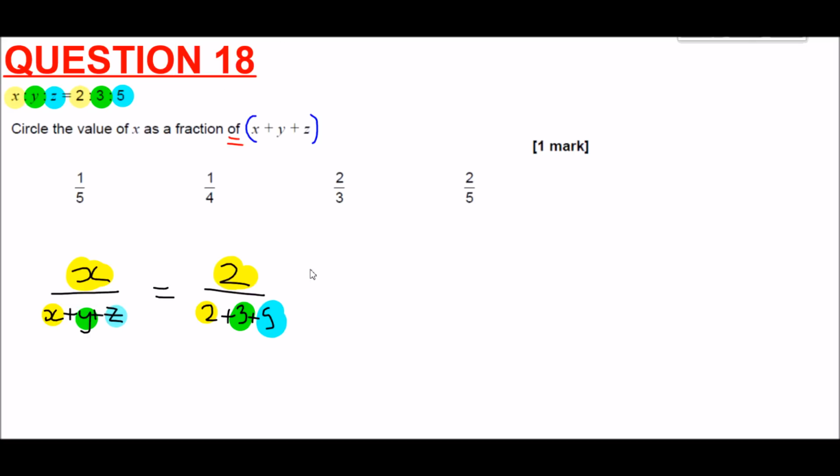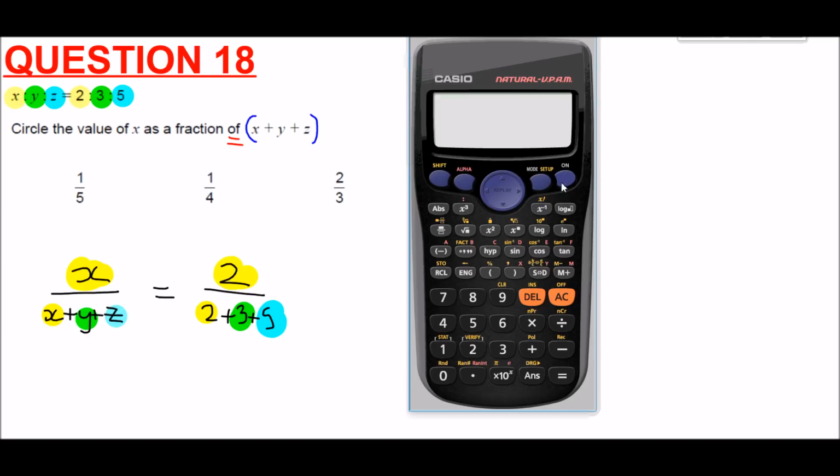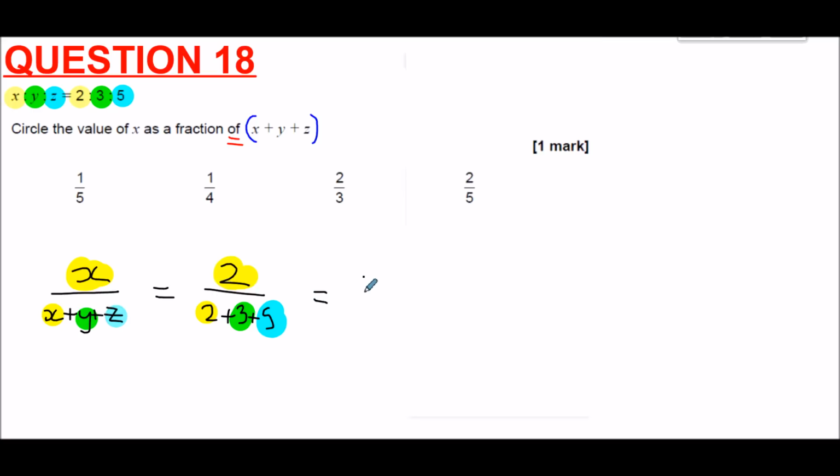And so we can get the calculator to do the legwork for us. So on the top is 2, on the bottom 2 plus 3 plus 5. Press equals, we'll get 1 over 5. So that simplifies down to 1/5. And so that's the one we need to be circling for question 18.